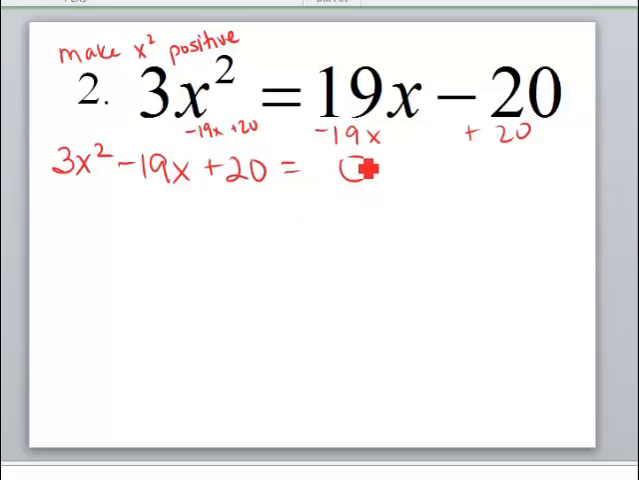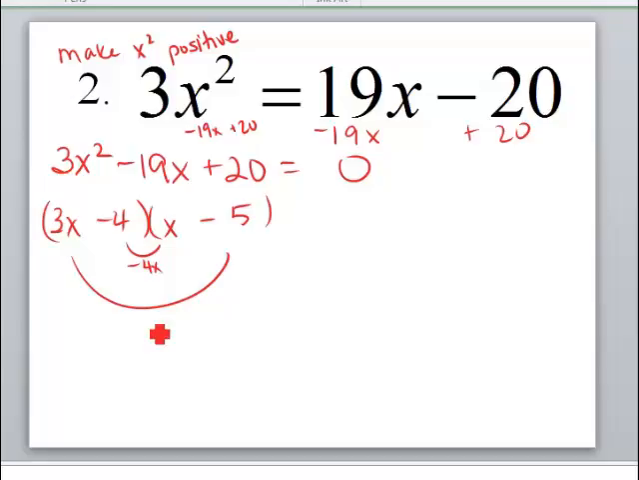That equals 0. At this point, I need to factor. 3x times x, and then I'll have a 5 and a 4, minus and minus. That creates negative 4x and negative 15x. And this equals 0. I'll finish this on the next video.